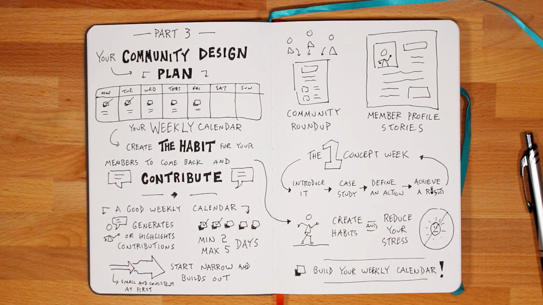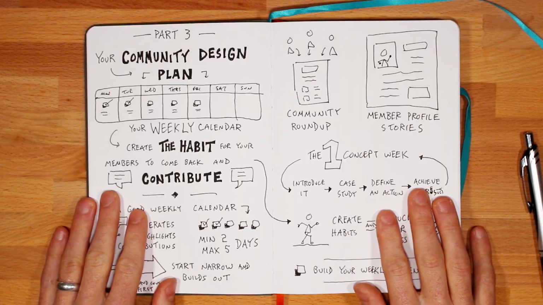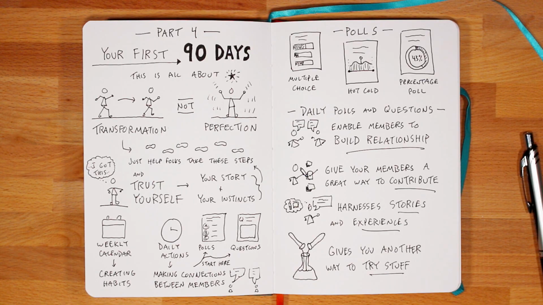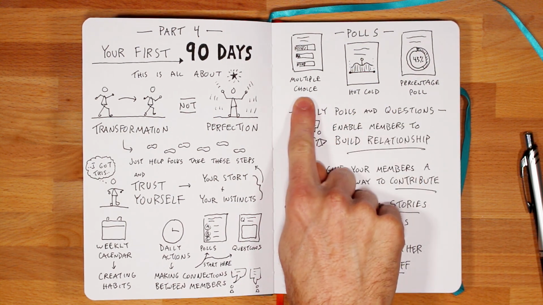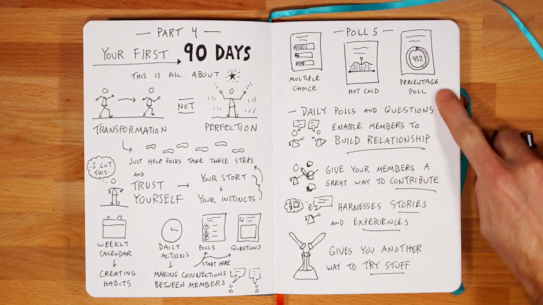I got to see that platform while I was going through this course, which is what convinced me to switch over to it myself for the courses and community that I run at Verbal to Visual. Then we dove into specific daily actions while putting together a plan for the first 90 days. Another exciting feature of Mighty Networks is the different type of polls that you can create: multiple choice polls, hot cold polls, and percentage polls.